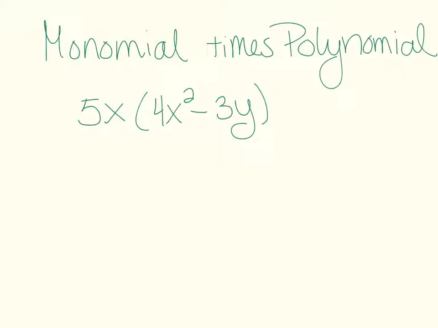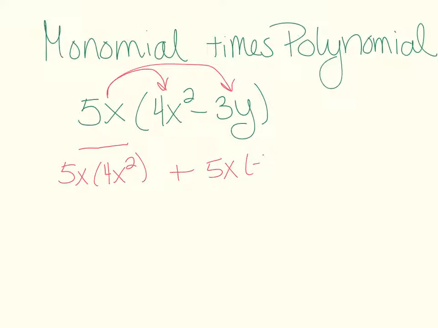So right here, 5x, that's my monomial because there's one term. This that we're multiplying by is a binomial because there are two terms. So in order to actually simplify this, we're going to go ahead and use what you've always done and just distribute. So 5x times 4x squared, that's what we're doing first, and I'm going to write that out just so we can see. And then the second part will be 5x times negative 3y. So let's look at what happens here.